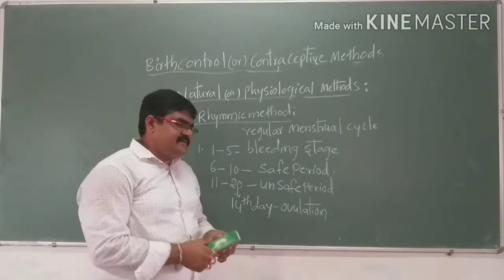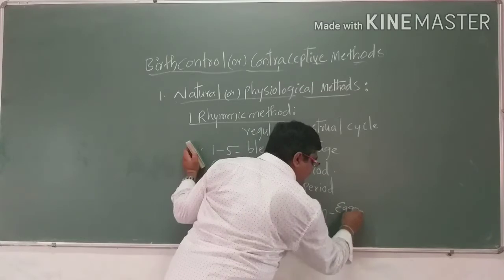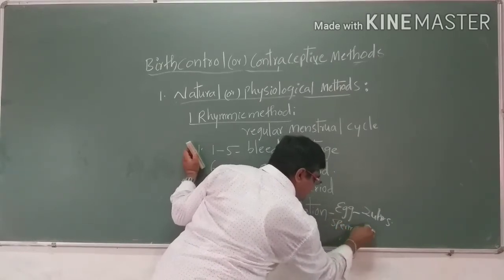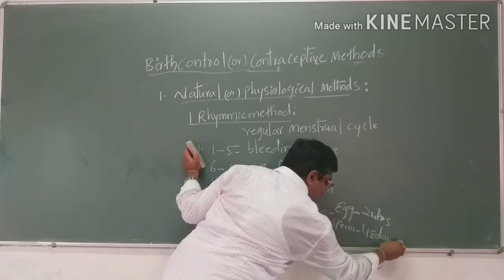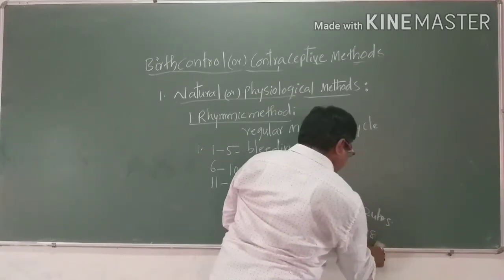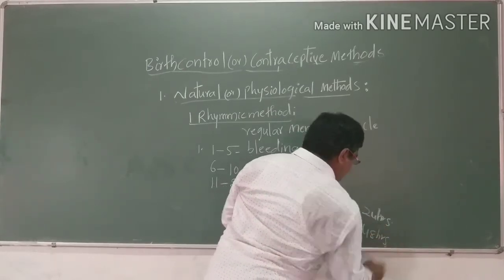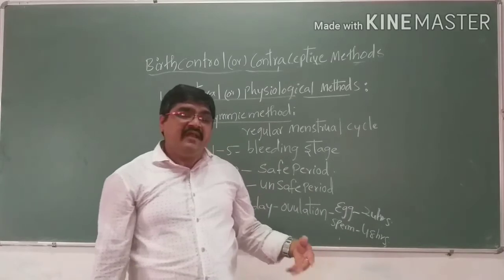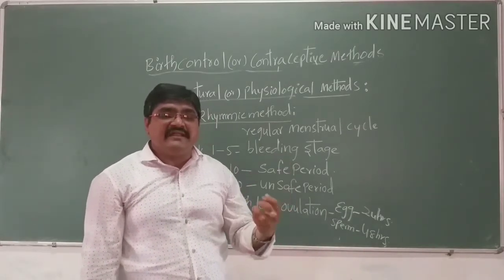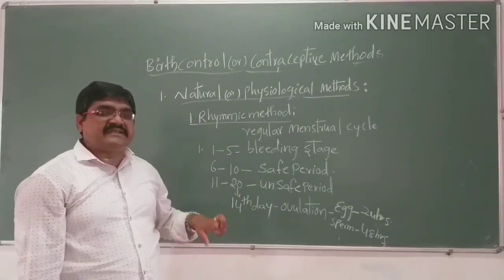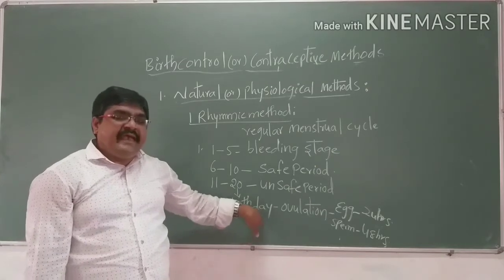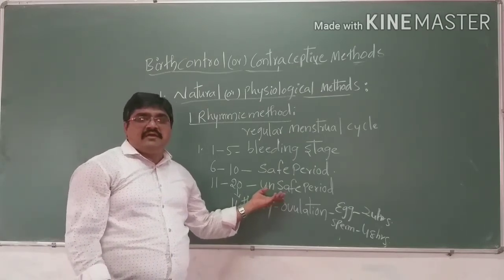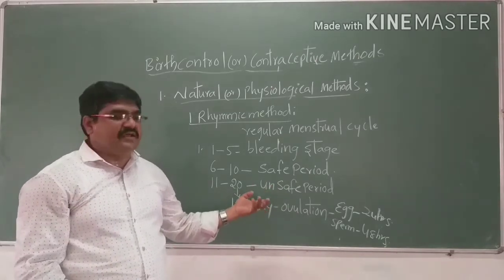So the egg is released. The egg's lifespan is 24 hours, and the sperm's lifespan is 48 hours. That means the egg lifespan is 24 hours and the sperm lifespan is 48 hours, which is helpful for the fusion of the male and female gametes. So if sexual activity takes place in this period, it may lead to pregnancy. So we call this the unsafe period. That means it is not safe; it can produce a pregnancy.